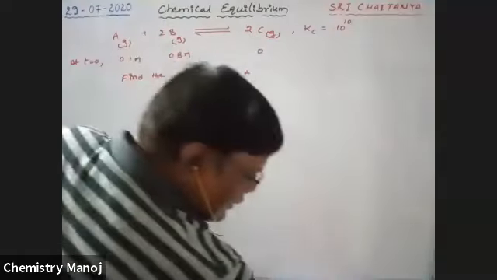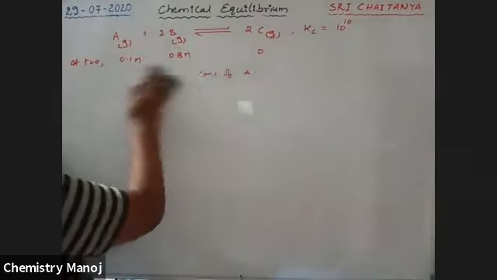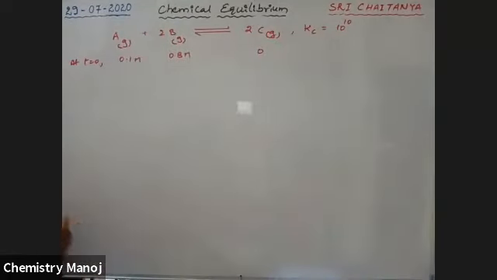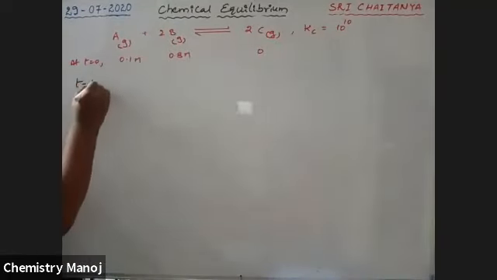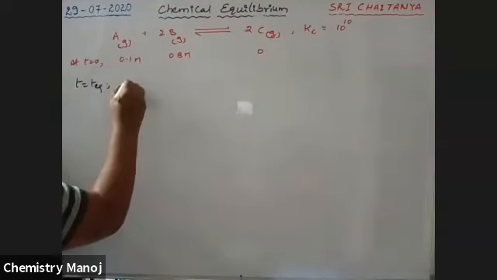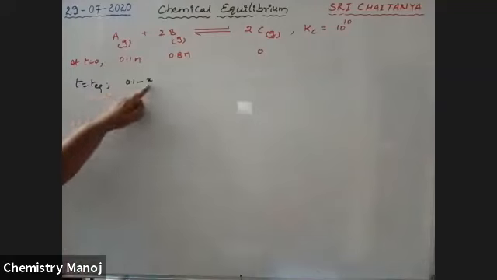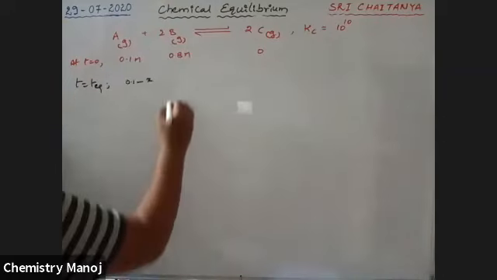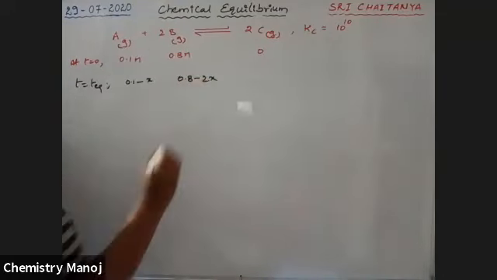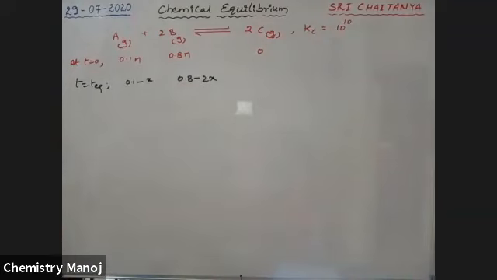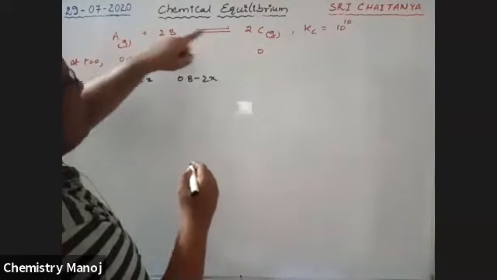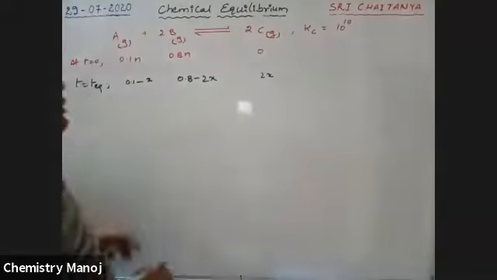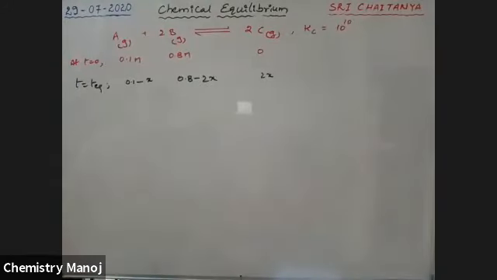So apply conditions at equilibrium. From this, 0.1 minus x is involved in the reaction. If it is 1 mole, 2 moles of the other are involved in the reaction. Therefore, 0.8 minus 2x is involved in the reaction. Now 2x of C is formed. So now apply conditions.